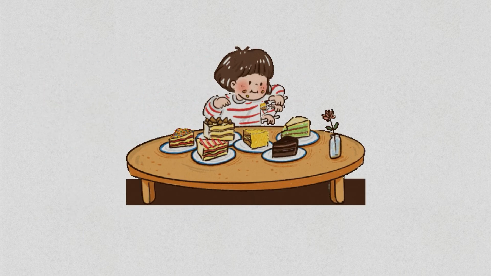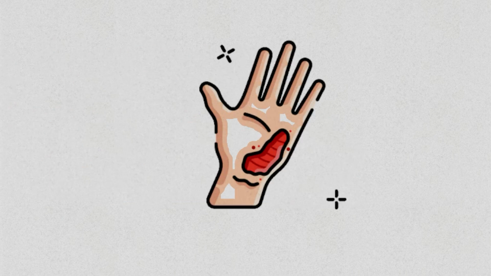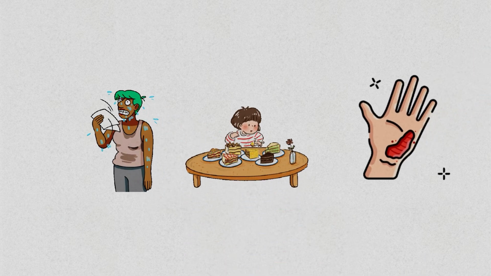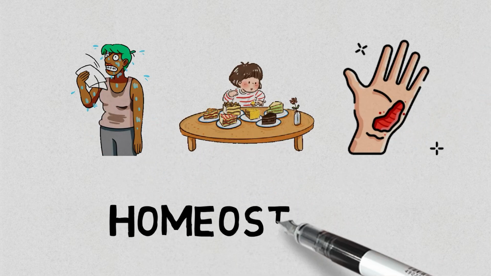Have you ever wondered how the body keeps up with the ever-changing conditions, say when you are feeling too hot, when you had a sugary meal, or what really happens when you have a wound? The body just does it all. And this is all possible because of its ability to maintain stability through a process called homeostasis.